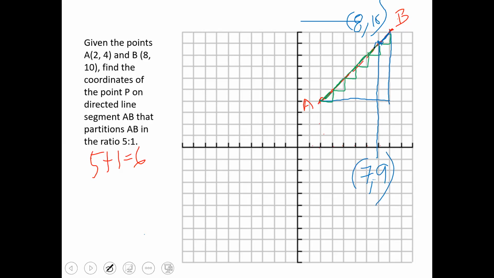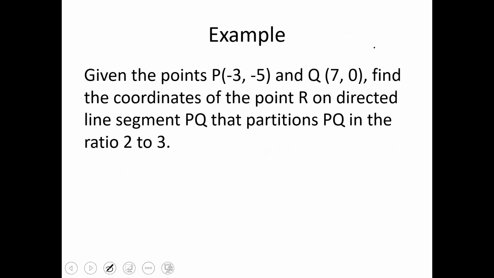I'm going to do one more example, but does that make sense? Yeah. So step 1, plot your line segment. Step 2, find the slope and reduce it to find the new slope, and then partition your segments based off what the new slope is. So let's do one more.